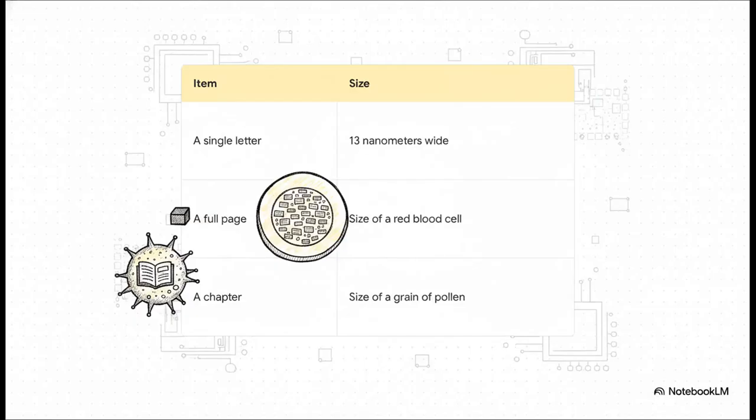So in this imaginary nanobook of ours, a single letter would be just 13 nanometers wide. At that tiny size, a whole page of text would be about as big as one of your red blood cells. And an entire chapter, you could fit that onto a single grain of pollen. That's the kind of information density we're talking about.